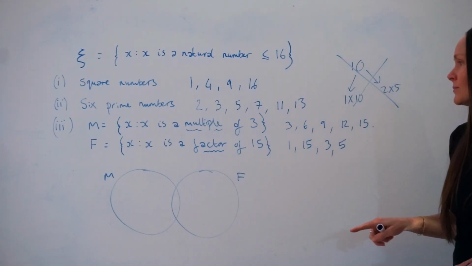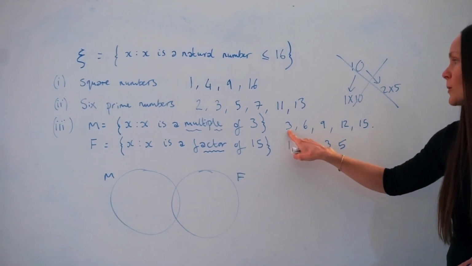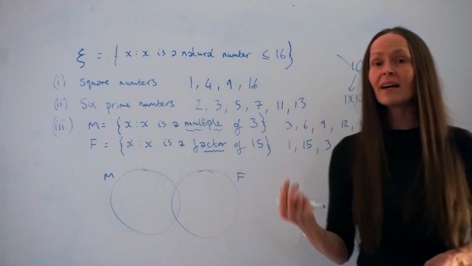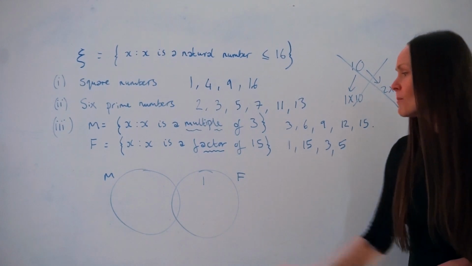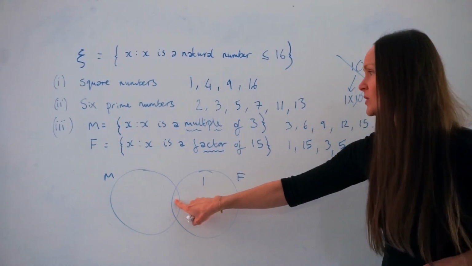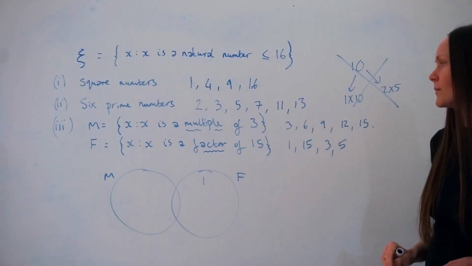Now, number 1, we can see, is a factor of 15. It's not a multiple of 3, so it lies in set F. So you have to write the number 1 inside circle F, so I'm going to write it here. Make sure you don't write it in the overlap, because that would be in circle M as well, and it's not in set M, it's not a multiple of 3, okay?